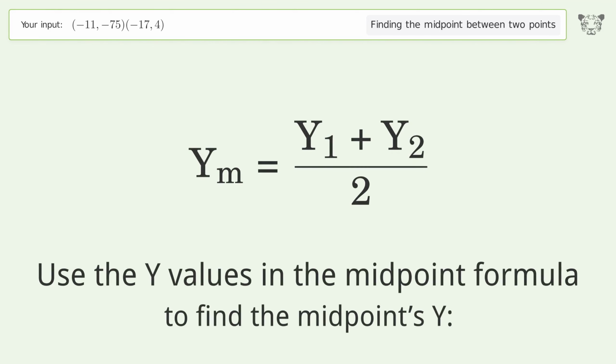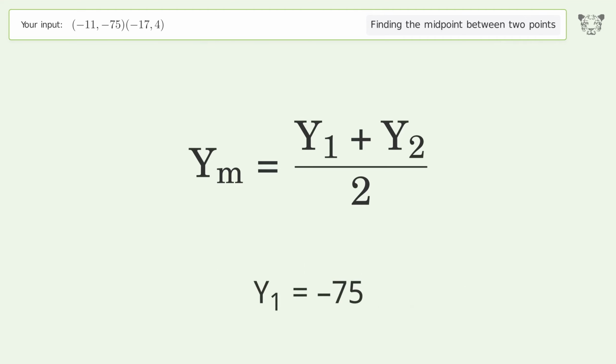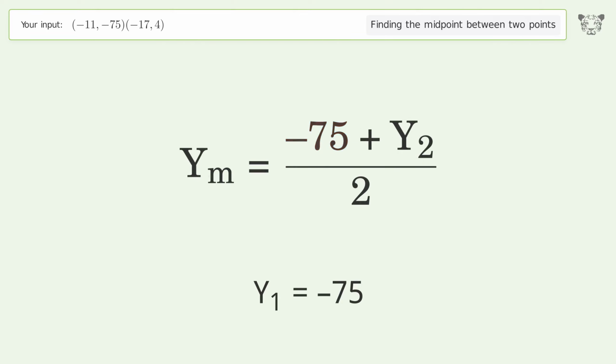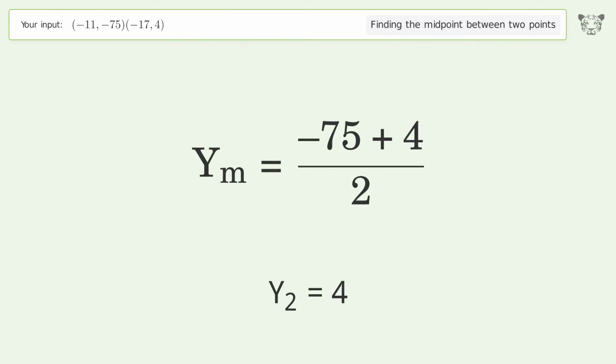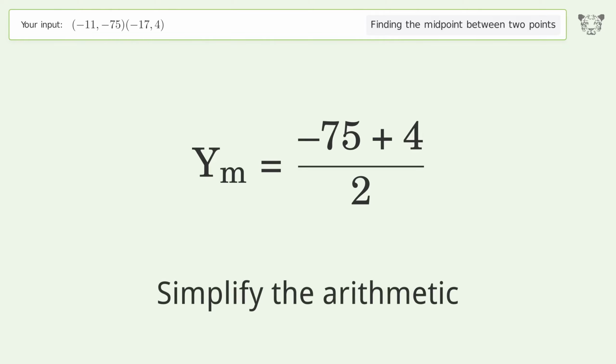Use the y values in the midpoint formula to find the midpoint's y. y1 equals -75. y2 equals 4. Simplify the arithmetic.